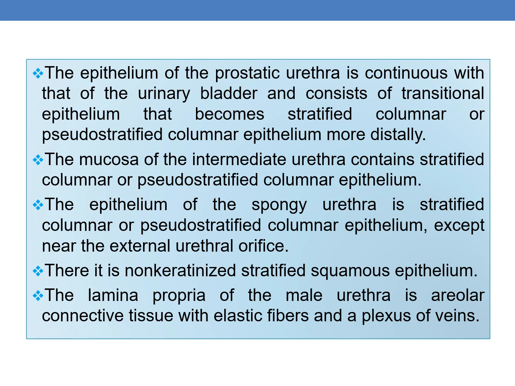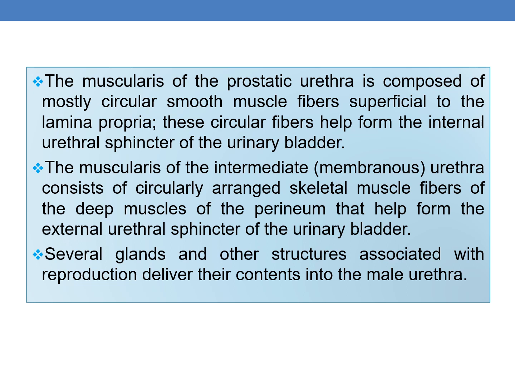And the lamina propria of the male urethra is areolar connective tissue with elastic fibers and a plexus of veins. The muscularis of the prostatic urethra is composed of mostly circular smooth muscle fibers superficial to the lamina propria, and these circular fibers help form the internal urethral sphincter of the urinary bladder.